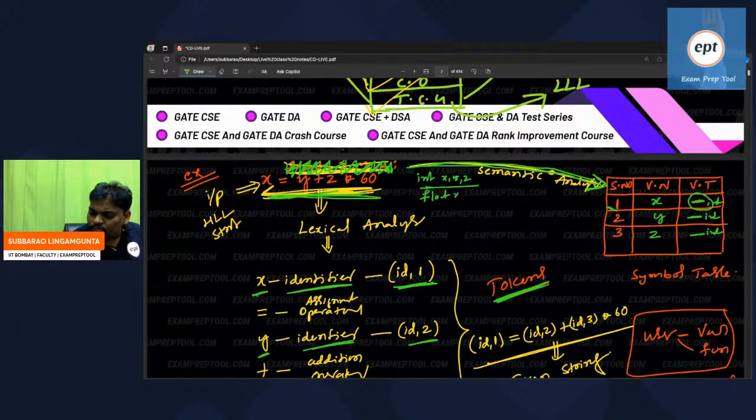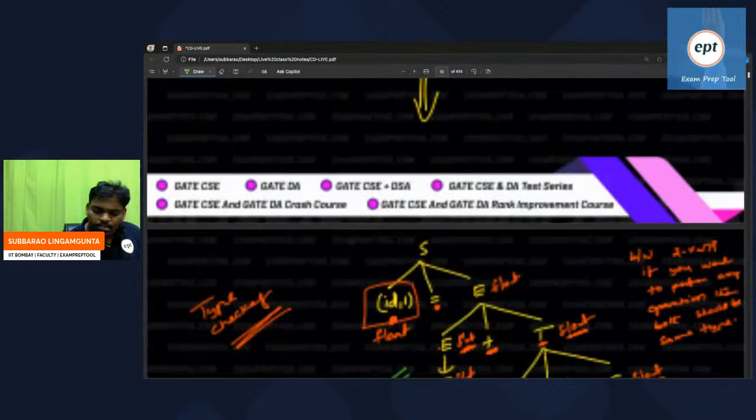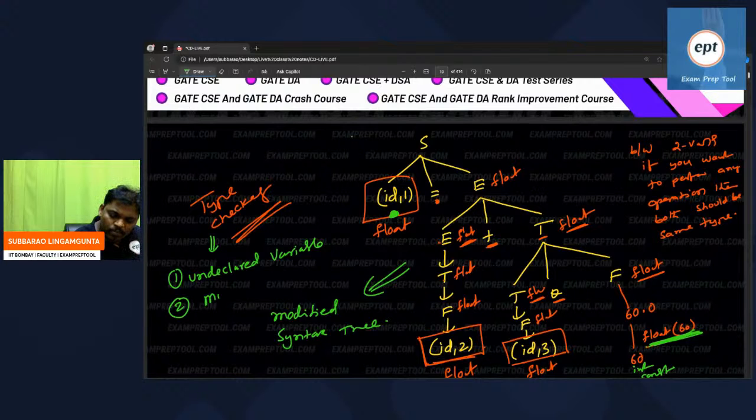Float x, y, z. Already x is int, and you have written float also. The semantic analyzer tried to store this also, but x is already an int. Again you are saying x is a float. So he gets to know that the same thing is declared two times: multiple declaration error. Remember, something related to type, he will take care. One error is undeclared variable. One more error is multiple declaration.